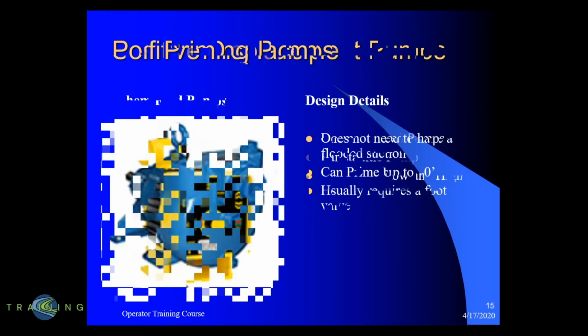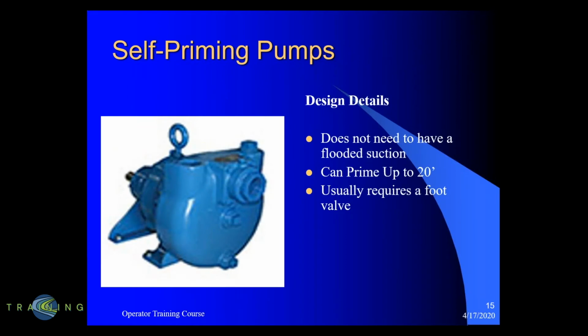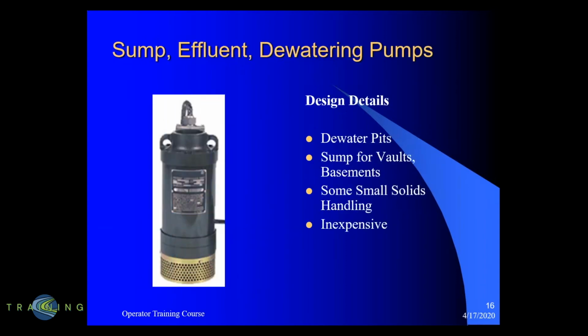Another thing that we see but not very often is a self-priming pump. This is a pump that does not have to have what we call flooded suction, meaning that there's pressure or a level of water on the inlet side of the suction pipe. They can prime up to 20 foot. And usually we try to put in a foot valve on the inlet side of the plumbing so that the inlet pipe stays full so it doesn't have to prime all the time. And then also we have sump pumps, effluent pumps, dewatering pumps that you see in our area.